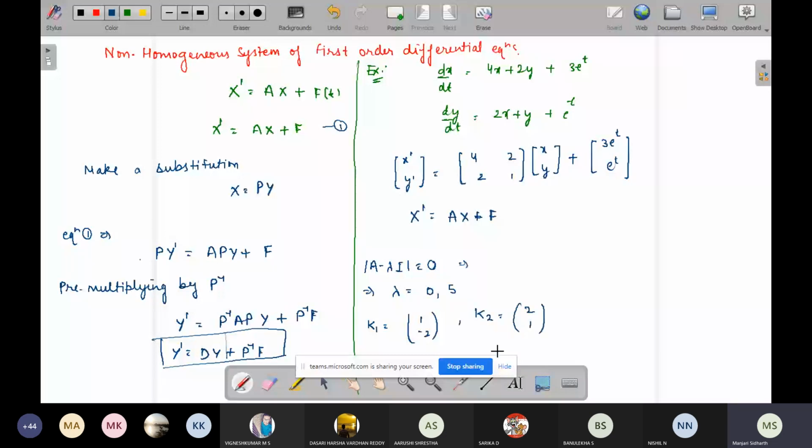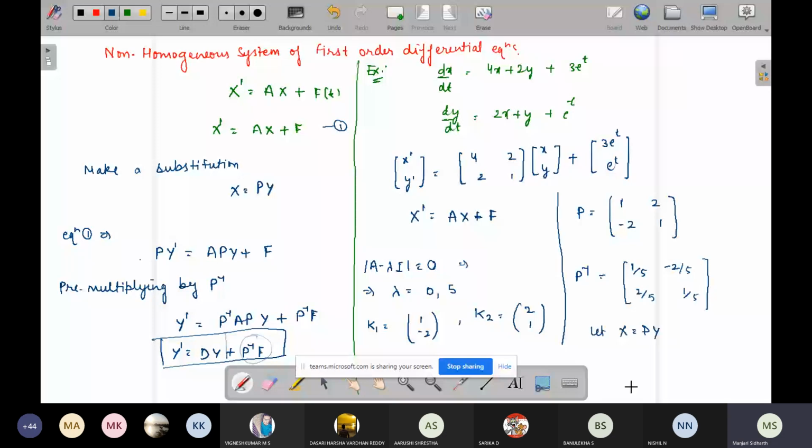That means you will get the P matrix, the modal matrix, by putting them in columns: 1, -2, 2, 1. When you find its inverse, because we need P inverse F here, P inverse will be 1 by 5, -2 by 5, 2 by 5, and 1 by 5. Now you need to mention: let x is equal to Py, where y dash is equal to Dy plus P inverse F.